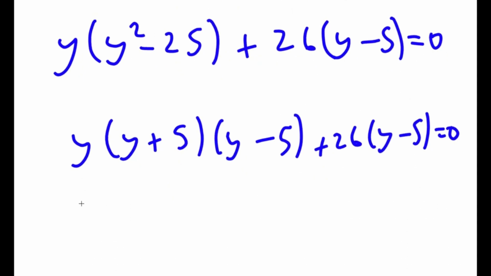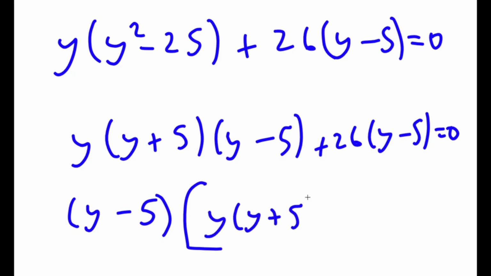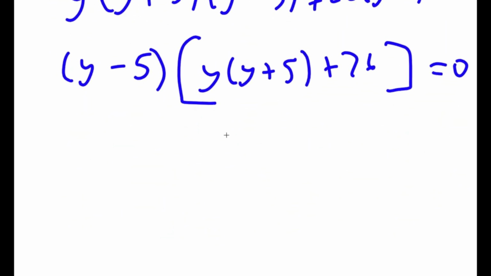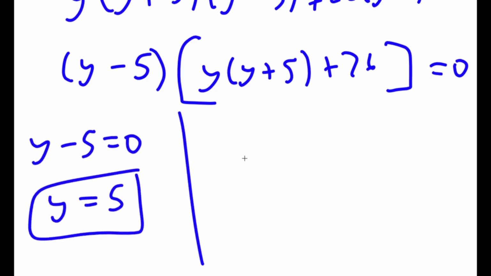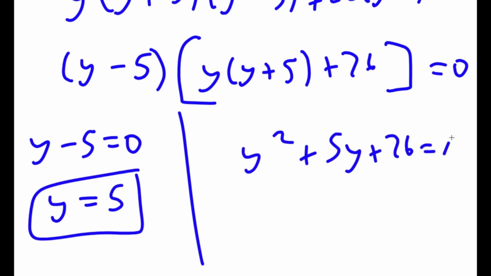And now if I factor out y minus 5, I get (y minus 5) times (y times (y plus 5) plus 26) is equal to 0. So now this gives me two equations. I have y minus 5 is equal to 0, which means y equals 5, and I have y squared plus 5y plus 26 is equal to 0.